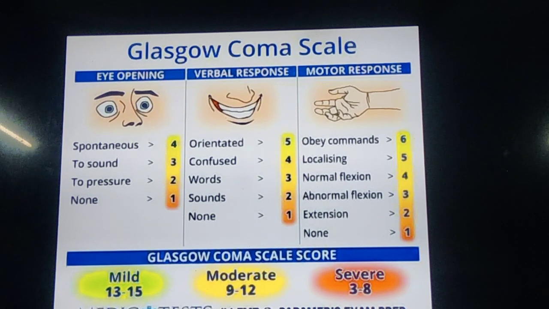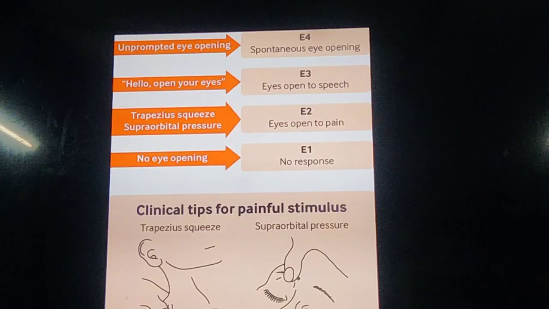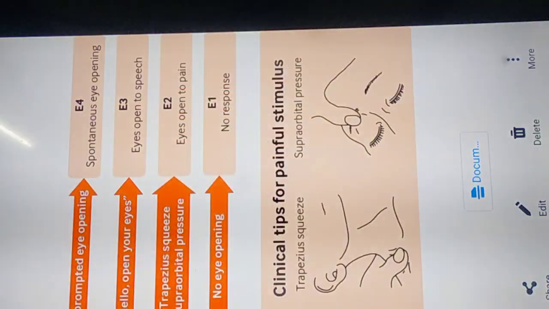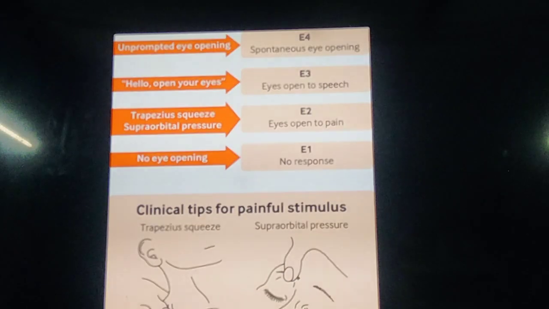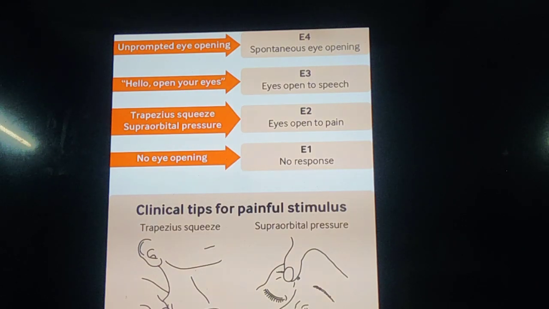So now let us see. The first component is eye response. How to assess the eye response in GCS? The total score in eye response is 4, 1 to 4, E4.